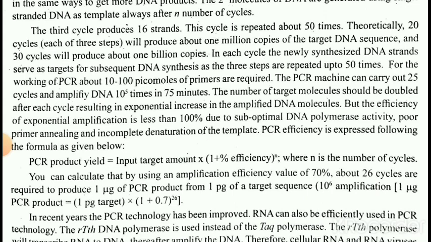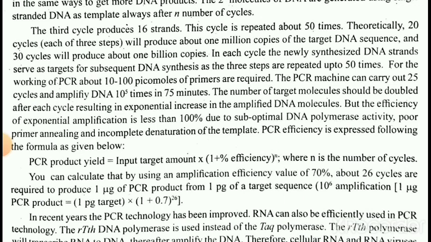In each cycle, the newly synthesized DNA strands serve as targets for subsequent DNA synthesis as the 3 steps are repeated up to 50 times. For the working of PCR, about 10 to 100 picomoles of primers are required. The PCR machine can carry out 25 cycles and amplify DNA 10^5 times in 75 minutes. The number of target molecules should be doubled after each cycle, resulting in an exponential increase in the amplified DNA molecules. But the efficiency of exponential amplification is less than 100% due to suboptimal DNA polymerase activity, poor primer annealing, and incomplete denaturation of the template.